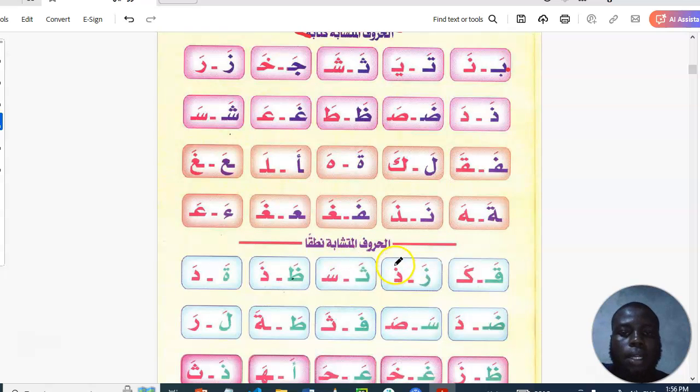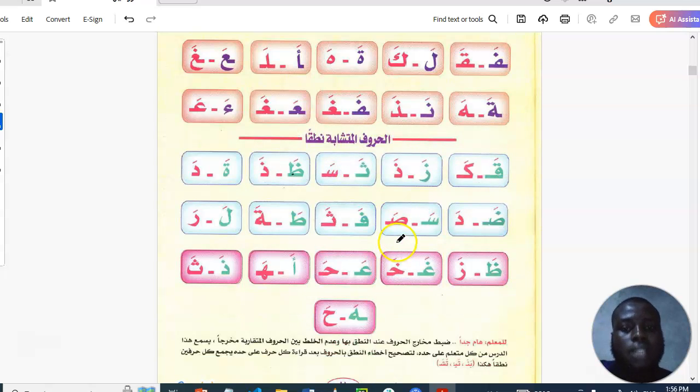Now let's recite this together too. Some of these letters come out from the same place in your mouth. They have the same makhraj. They come out from the same place, like to and ta. If you look at the position of your tongue while pronouncing them, you see that they are the same.